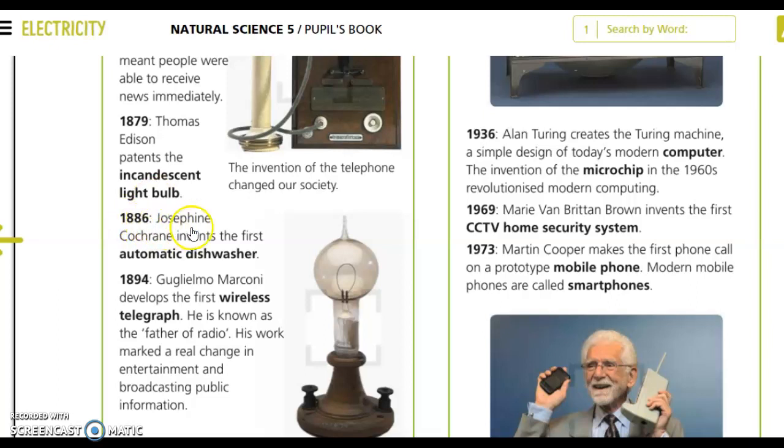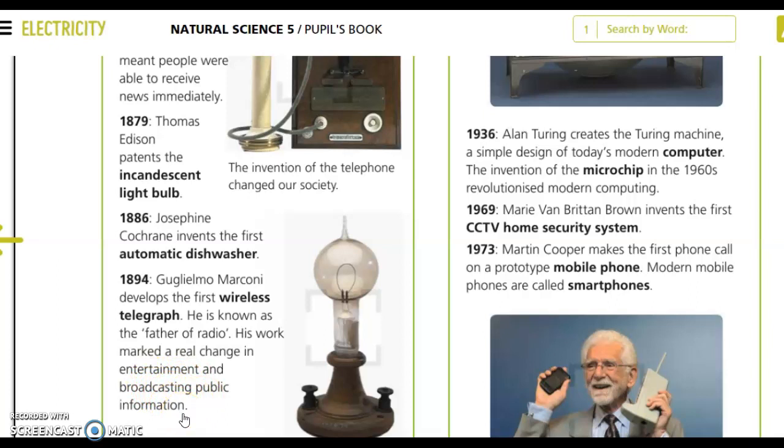1886. Josephine Cochrane invents the first automatic dishwasher. 1894. Guglielmo Marconi develops the first wireless telegraph. He is known as the father of radio. His work marked a real change in entertainment and broadcasting public information.